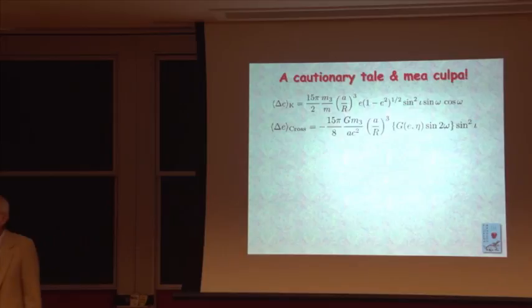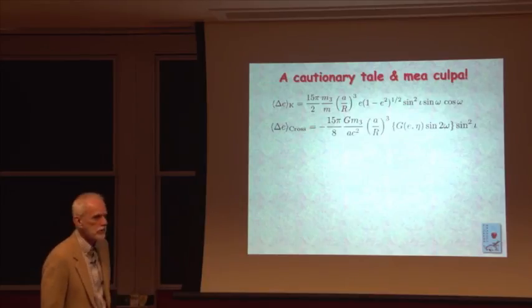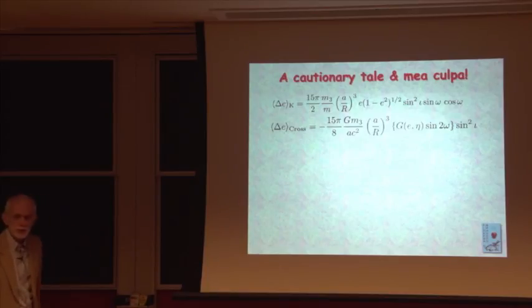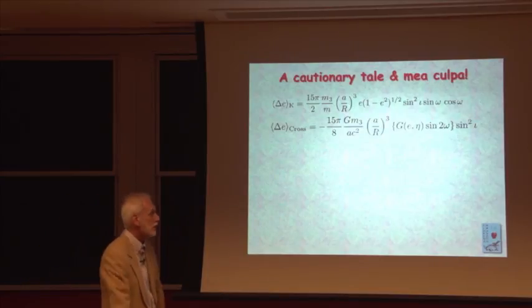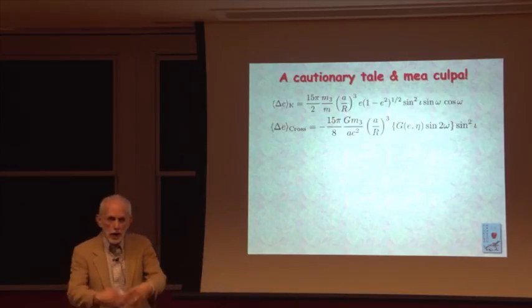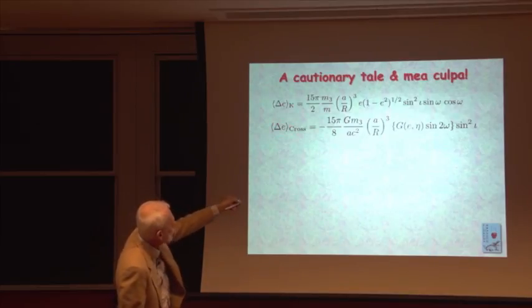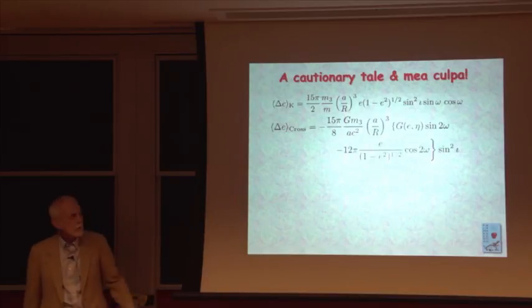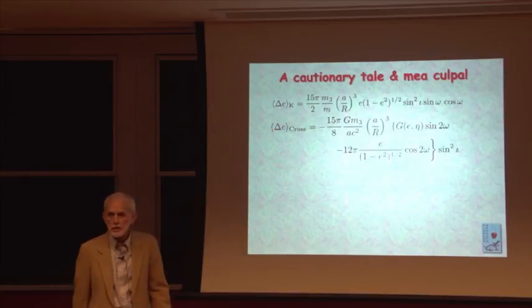So the final remark I want to make is a cautionary tale and a mea culpa. This is like a full disclosure announcement directed in some sense at the younger people in the audience, postdocs and graduate students, but even directed at senior people, because this mea culpa is on me, so I'm a senior person, so I have to. When I first derived these equations, the cross terms, say for E and I, did not look like this. This is what I've shown you. There was an additional term in these equations, one here and a similar extra term for the inclination.